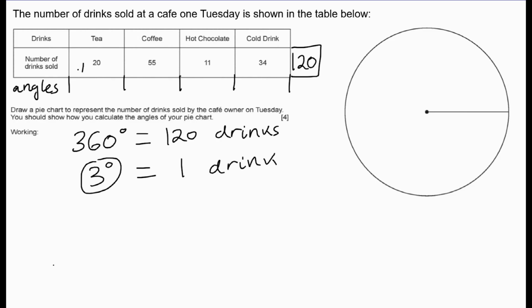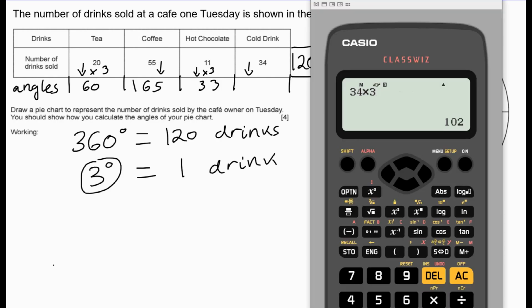So to work out how many degrees I need for tea, I would just do 20 times 3, which is 60. How many degrees for coffee? 55 times 3, which is 165. How many degrees for hot chocolate? 11 times 3, which is 33 degrees. 34 times 3 for cold drinks, and that's going to be 102.